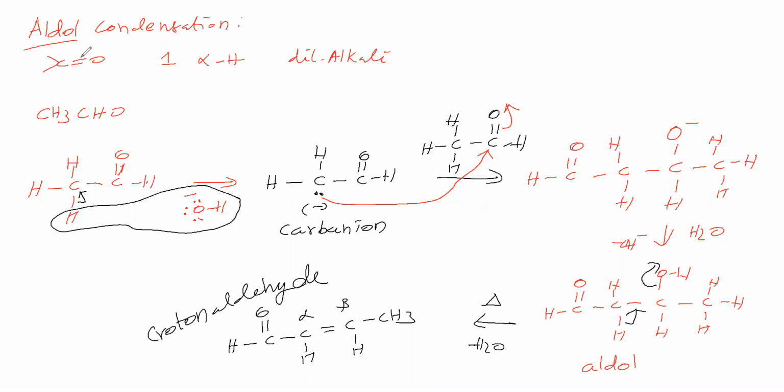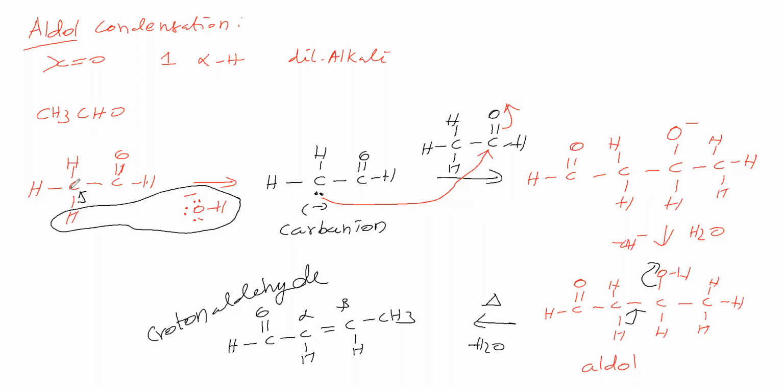Why is alpha hydrogen required? What is the necessity of at least one alpha hydrogen? Because alpha hydrogen is there, OH minus abstracts this proton, and a carbanion is produced. That carbanion attacks another carbonyl compound's carbon. This C minus attacks the carbonyl group carbon. Therefore, condensation.